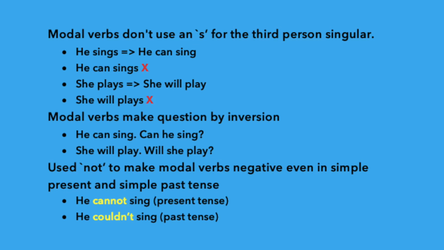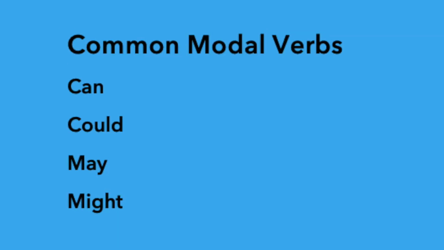You can use not to make modal verbs negative even in simple present and simple past. For example, he cannot sing. So, simple present. He couldn't sing. Simple past. Do not use to with the modal verbs. We cannot say he can to sing, she will to play. It's wrong. Anyway, in this video, I'll teach you some commonly used modal verbs: can, could, may, and might.